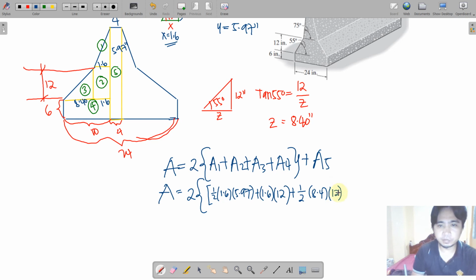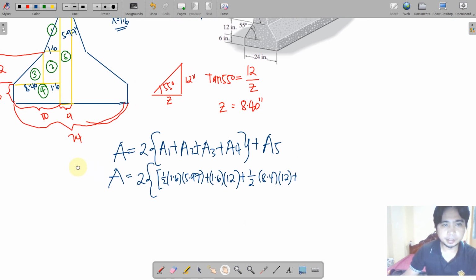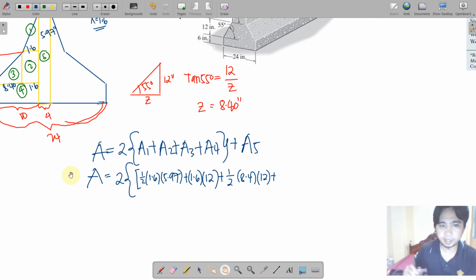and then area 4 is another rectangle equivalent to, what is that? 6 by 10. Okay, 6 by 10. We close it and then add the fifth area.